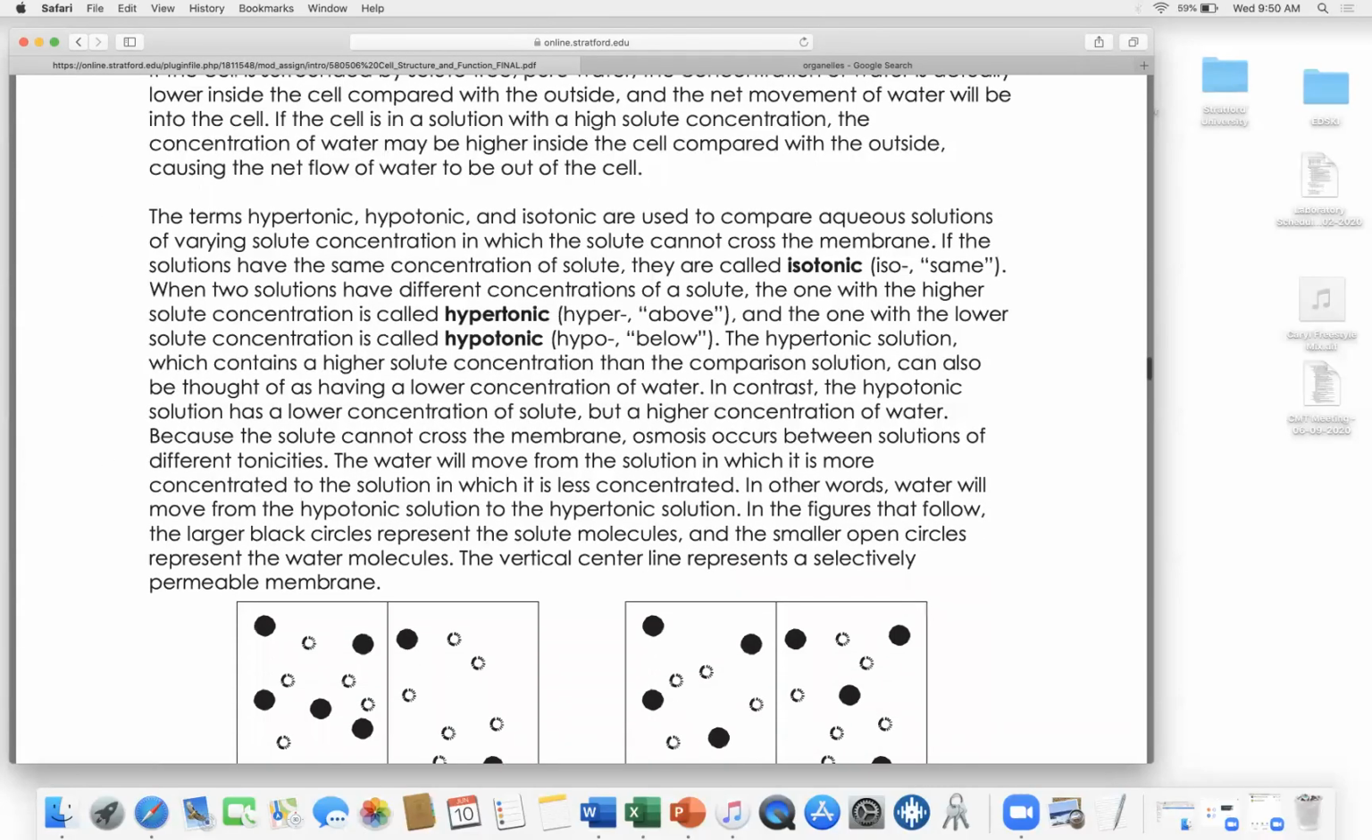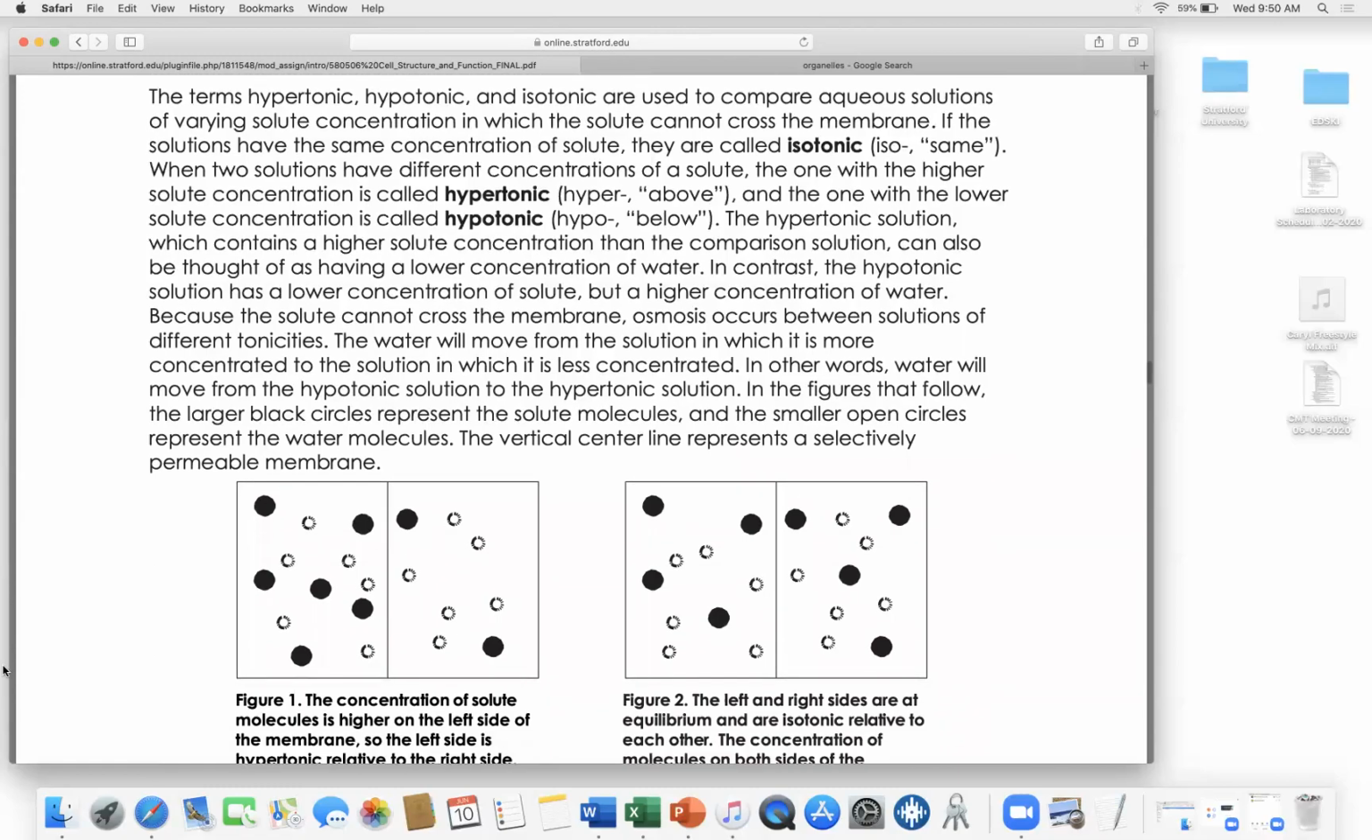And it'll form different kinds of solutions. So if we have solutions that are even, these solutions look kind of even. The number of big dots and the number of little dots kind of even out. That's equilibrium. That's the same. Iso means the same. Isotonic.